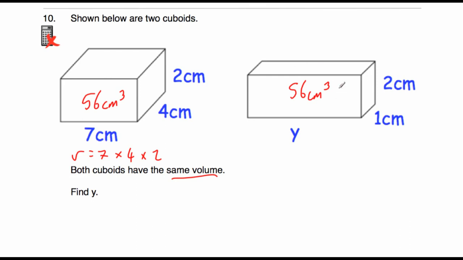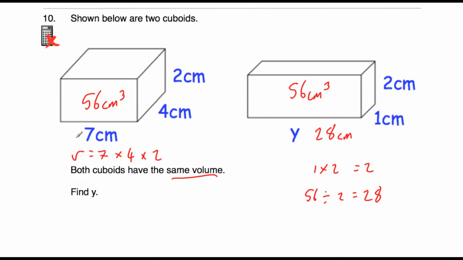Now, we know the volume of this cuboid is 56 centimetres cubed, and we've got the width of it is equal to 1 centimetre, and the height is equal to 2 centimetres, and then we just need to work out the length of this cuboid. So if we do 1 multiplied by 2, well, 1 times 2 is equal to 2, and then if we multiply that by a certain number, we will get 56. So if we take our 56 and divide it by that 2, we can then figure out how long that cuboid is. So 56 divided by 2, well, half of 56 is 28. That means the length of this cuboid would be 28 centimetres.